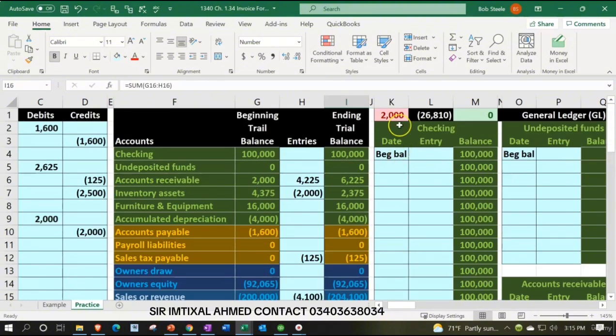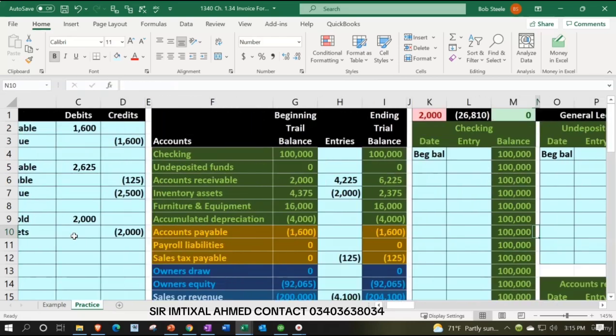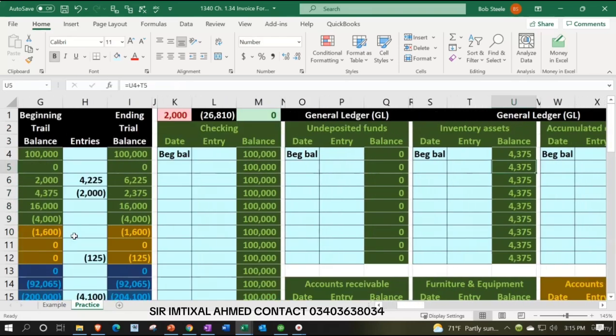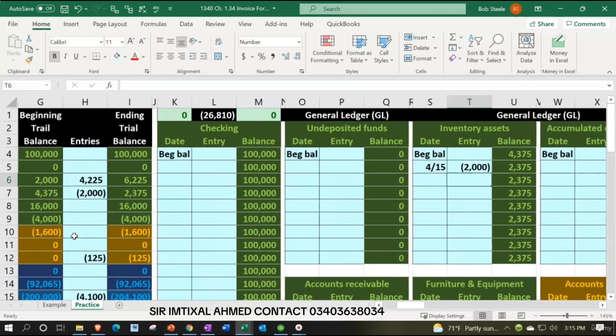We're out of balance up top by the 2,000 until we record the other side, that being inventory. Inventory is an asset, so it's right here. We're going to say that happened on 115 as well. Putting our cursor in T5. This is going to be equal to the inventory going down by that 2,000.